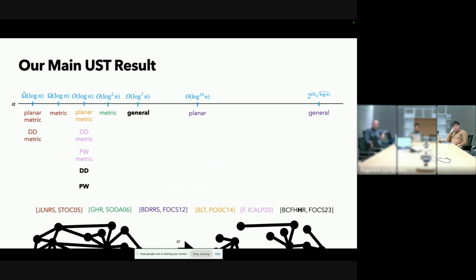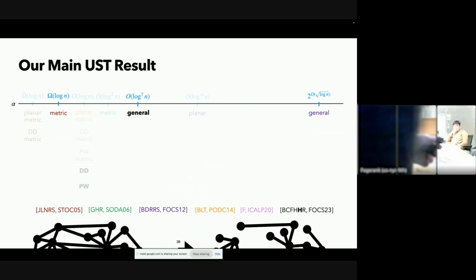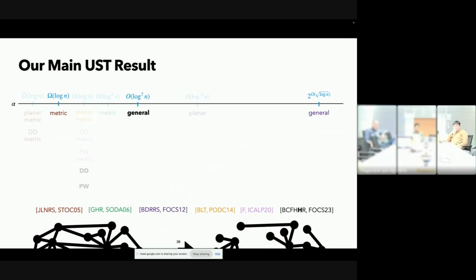The point here is that the general picture is much more complicated, but all that I really want you all to remember from this is that we had a log n lower bound and a 2 to the root log n upper bound, and now we have a polylogarithmic one. Okay. Are there any questions about this before I move on? Cool.